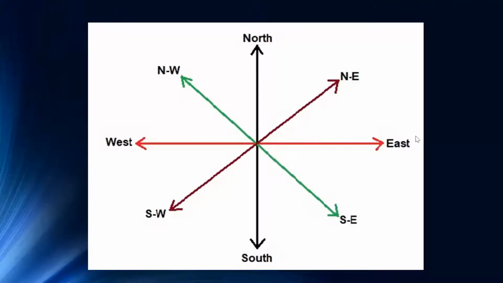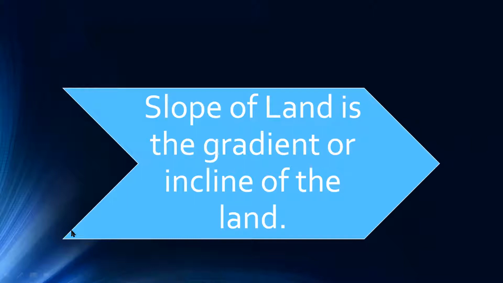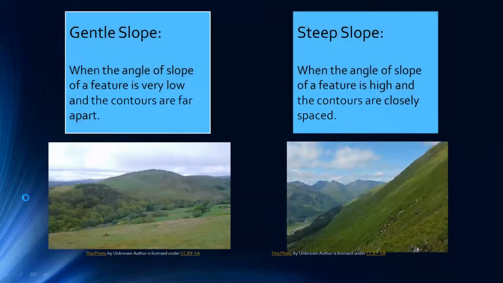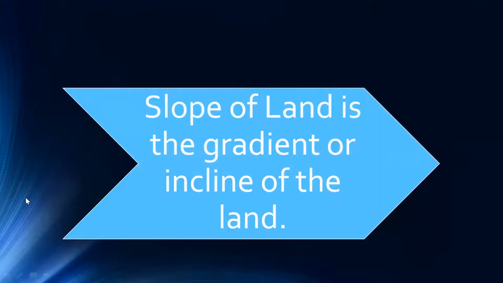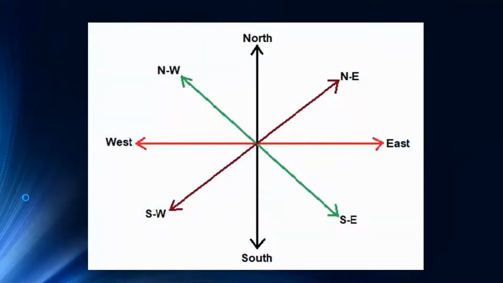Basically, the four main directions, as you can see on your screen: north, south, the right side is east, and the left hand part is west. Now, a direction in between north and east is northeast, south and east is southeast, and so on. So the four main directions are north, south, east, and west, and the sub directions are northeast, southeast, southwest, and northwest.